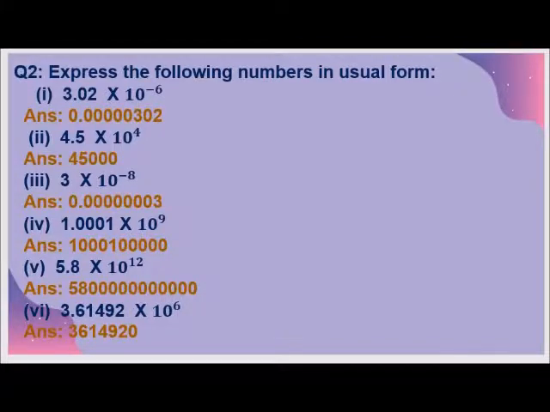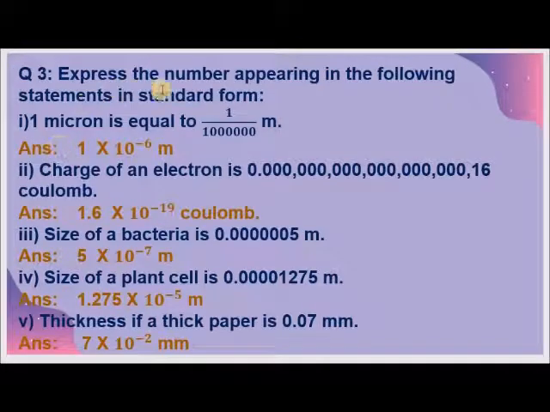Now let's move towards the third question, that is, express the numbers appearing in the following statements in standard form. Our first part is 1 micron is equal to 1 upon 10 lakh meter. So how will we express this? This will be expressed as 1 into 10 raised to the power minus 6 meter, because 1 2 3 4 5 6 zeros are in the denominator, so that's why our exponent is negative.